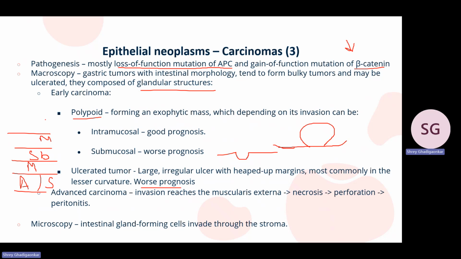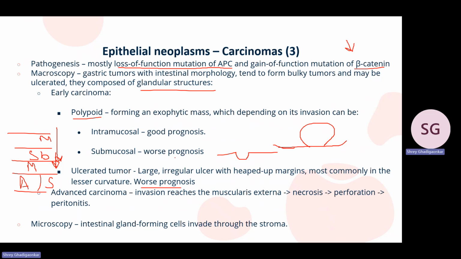So the invasion usually spreads deep into the mucosa. If it spreads deep into the submucosa, it's pretty malignant. But in advanced carcinomas, as mentioned, it can dive deeper, and it can perforate the lining of the stomach, and as a result of this, you'll have peritonitis because of the inflammation.